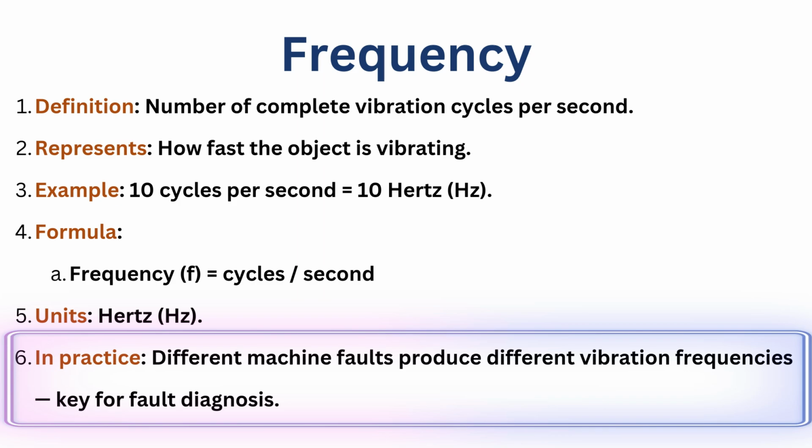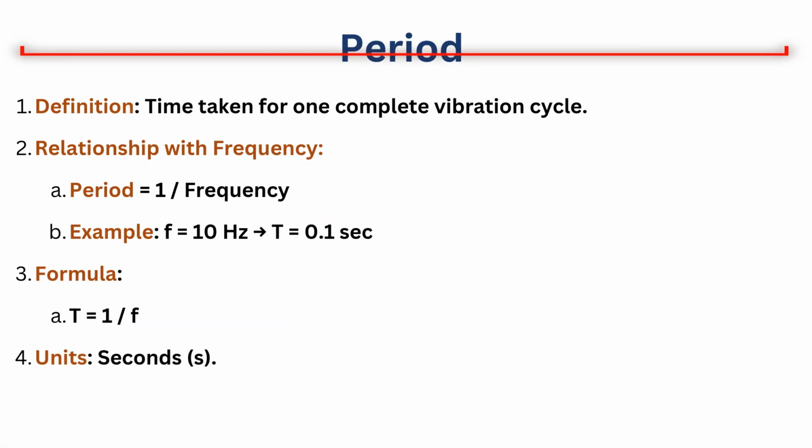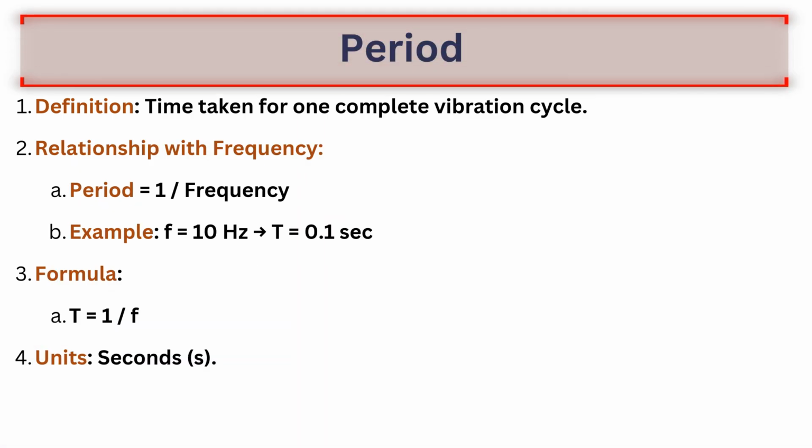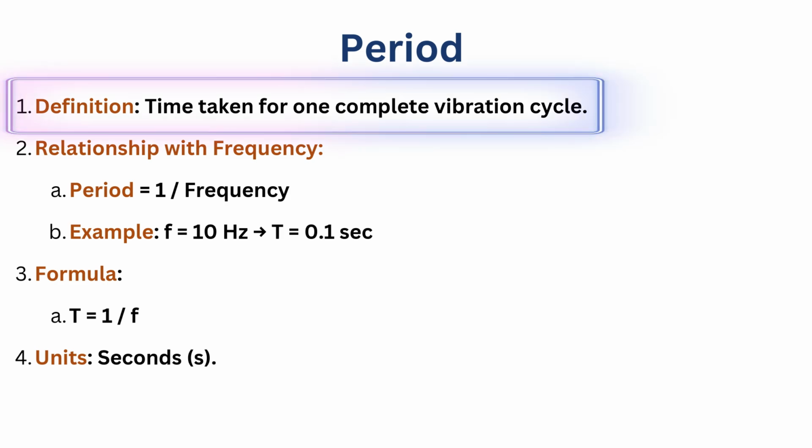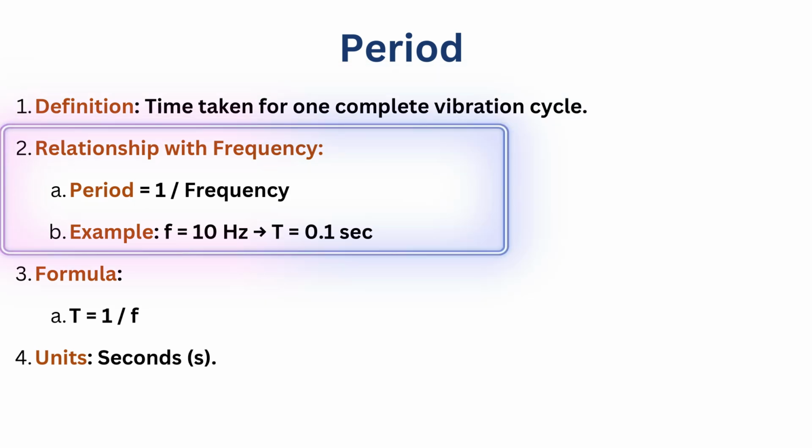Now the third important terminology is the period, right? What is the period? You can simply say it's the opposite of the frequency. Period is just the time taken for one complete vibration cycle. That means how much time the machine takes to complete only one cycle.